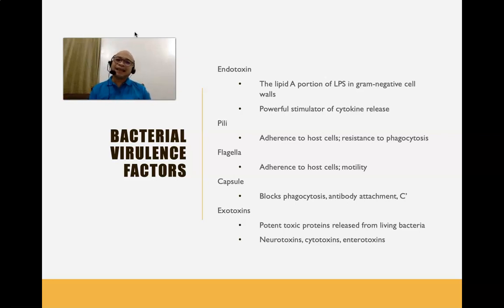encapsulated. And then exotoxin. Okay, so what's the difference between endotoxin and exotoxin? So by the way, we can find exotoxin in both gram-positive and gram-negative bacteria. So exotoxin is a potent toxic protein being released from living bacteria. So that's one difference. Unlike endotoxin, which is embedded in the gram-negative cell wall, exotoxin is actually being released from living bacteria. Okay, so there are several variations of this exotoxin.